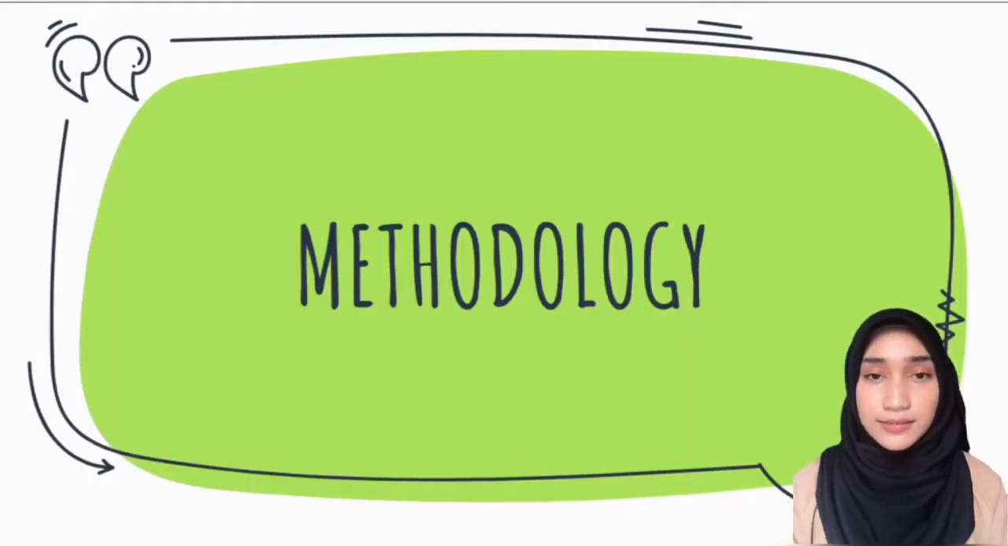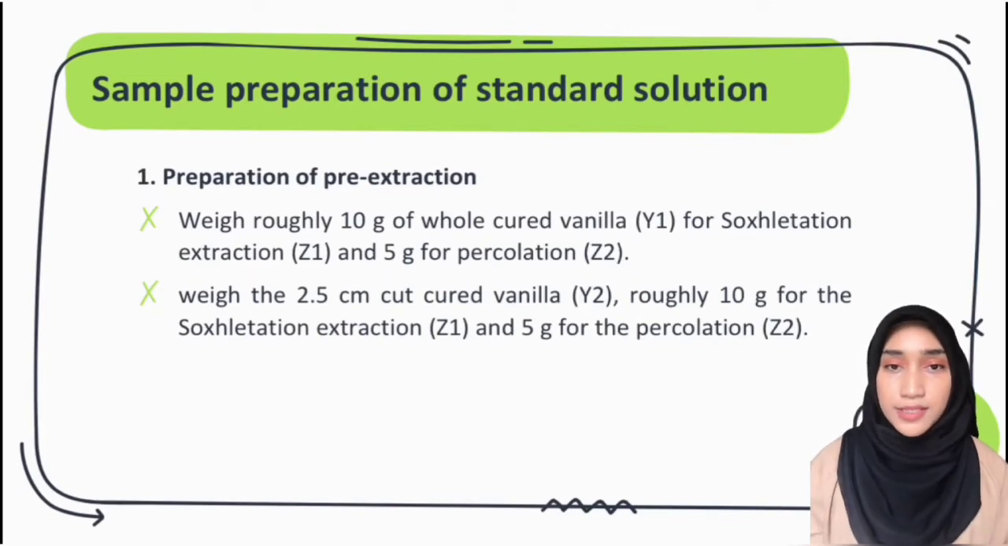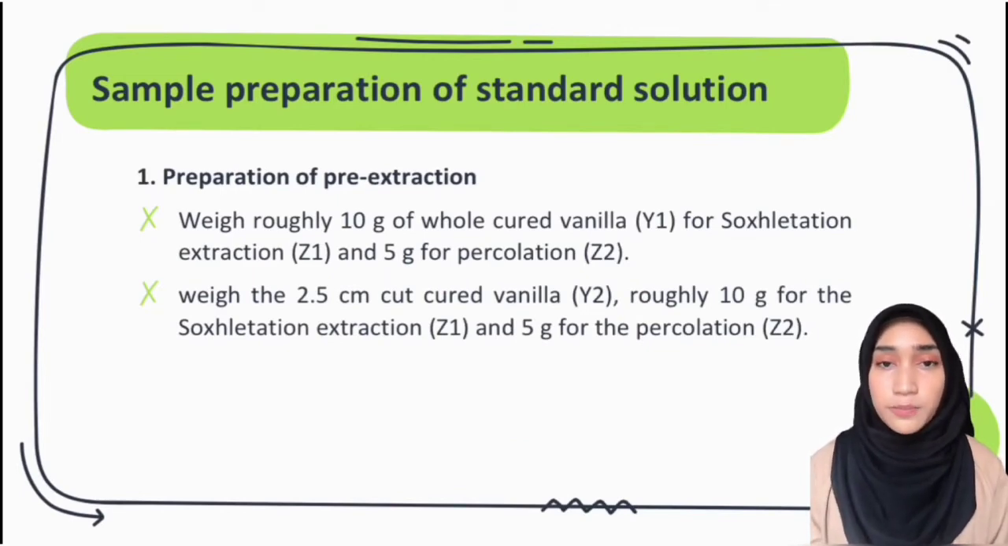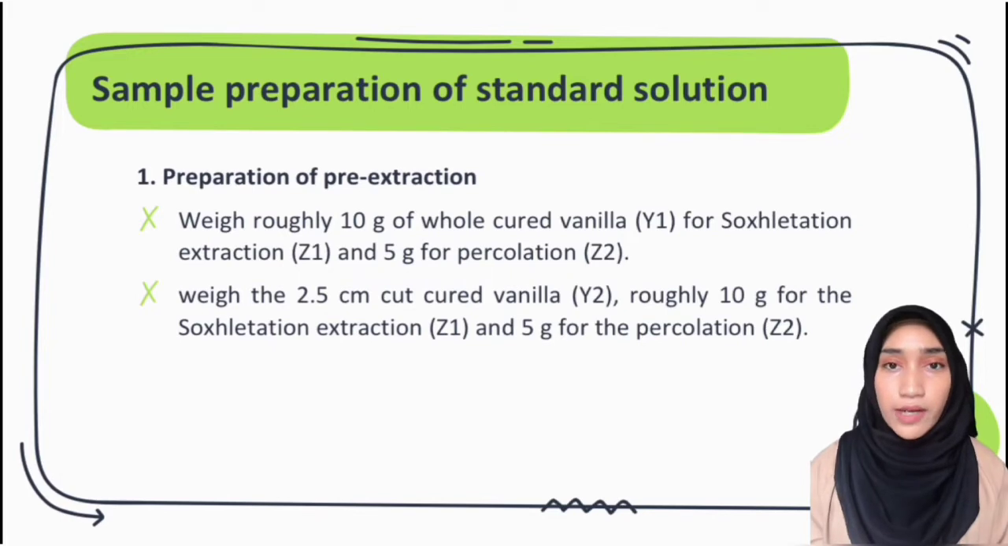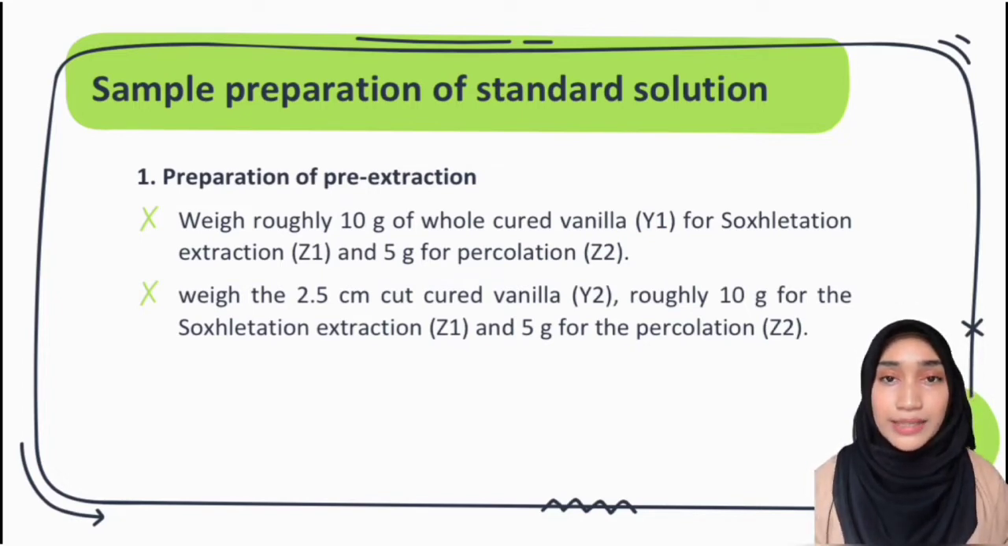Next is methodology. Sample preparation of standard solution. First, preparation of pre-extraction. Weigh roughly 10 grams of whole cured vanilla, labeled Y1, for Soxhlet extraction Z1 and 5 grams for percolation Z2. Next, weigh the 2.5 cm cut cured vanilla as Y2, roughly 10 grams for the Soxhlet extraction Z1 and 5 grams for the percolation Z2.